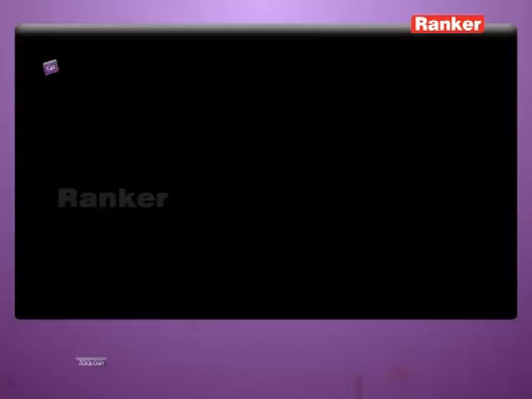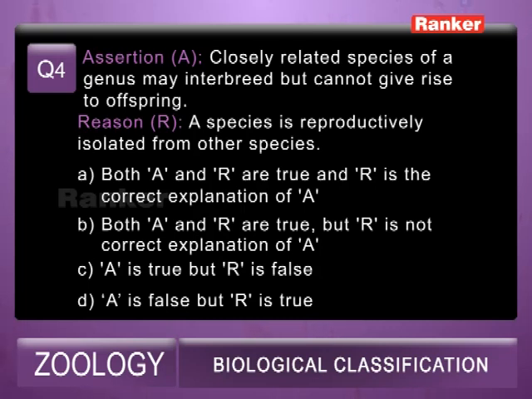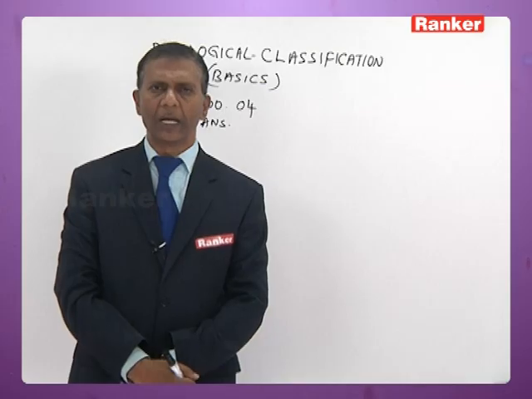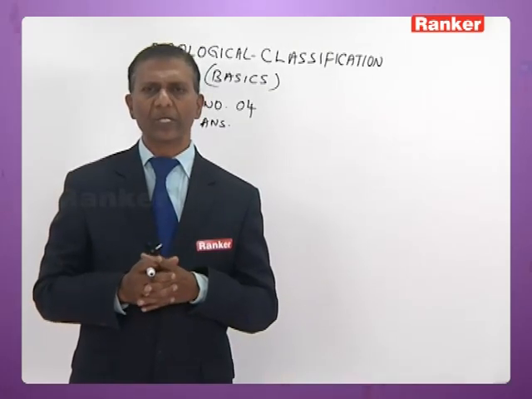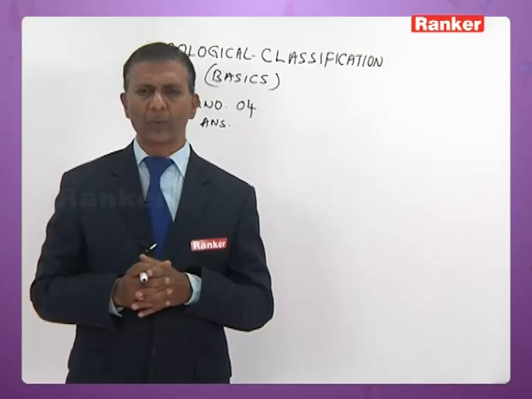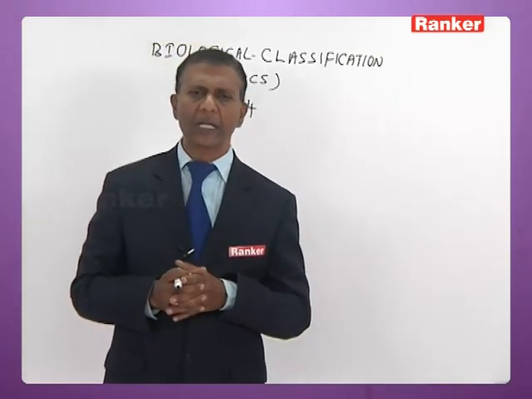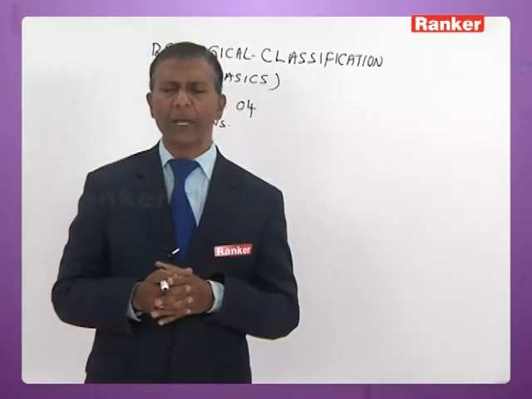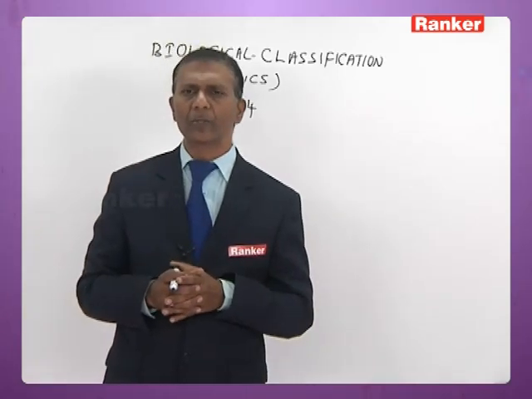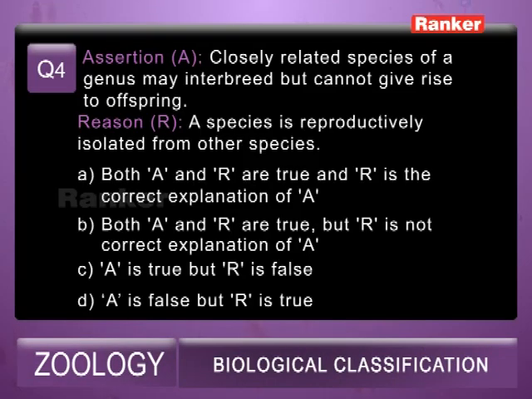Question number 4. Assertion: closely related species of a genus may interbreed but cannot give rise to fertile offspring. Usually different species of a particular genus are reproductively isolated from each other. If you forcibly cross two different species of a genus, they give rise to sterile offspring, or sometimes through artificial insemination they may give rise to sterile offspring. The reason says a species is reproductively isolated from other species.